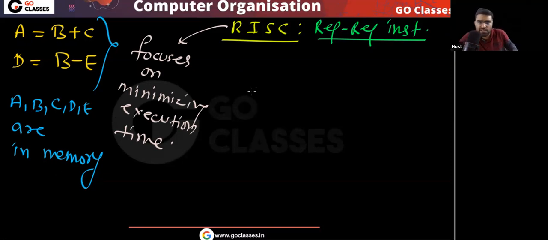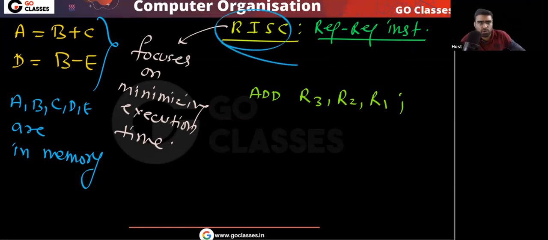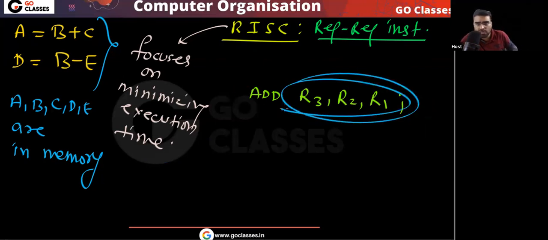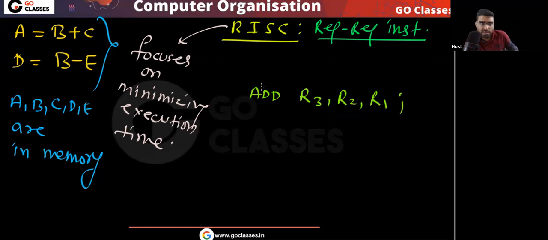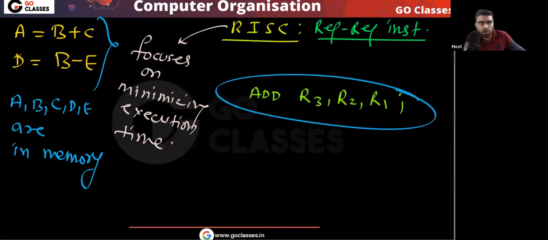For addition, if you want to do the addition, then everything must be in the registers. Do you agree with me? Please tell me yes or no. Because the RISC computer will focus on minimizing the execution time, it will use register instructions, meaning all the operands will come from registers. But they are where? All the operands are present where? Please tell me.